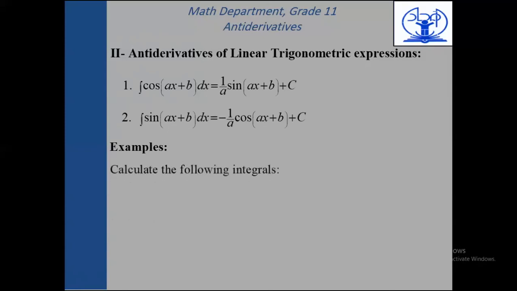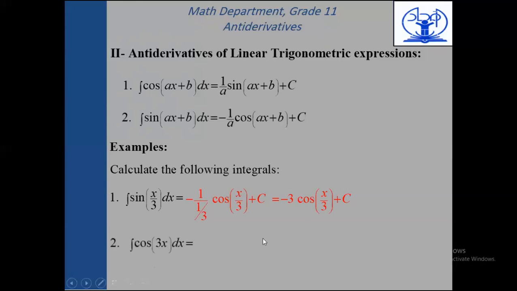Examples, calculate the following integrals. Sine(x/3). Is x/3 a linear expression of x? Yes. What is the slope? 1 over 3. So the integral of sine of a linear expression will be minus cosine of this linear expression divided by the slope, which is 1 over 3. Simplifying, you will get minus 3 cosine(x/3) plus c.